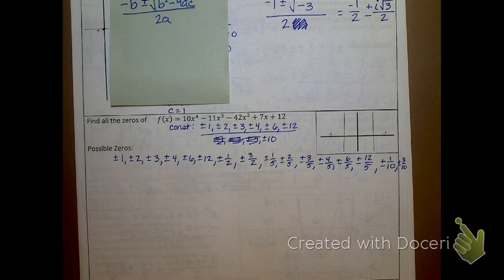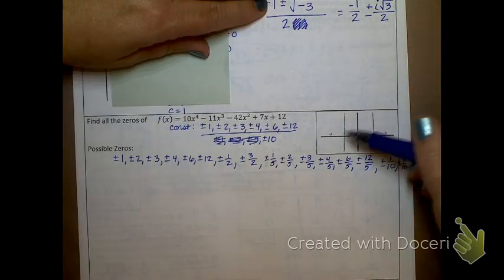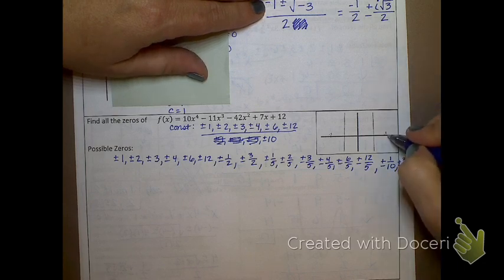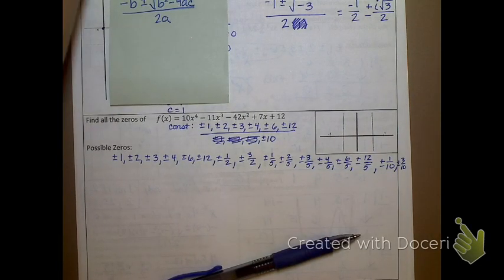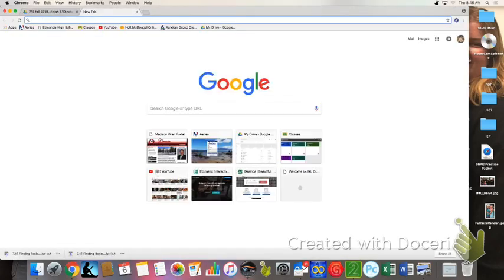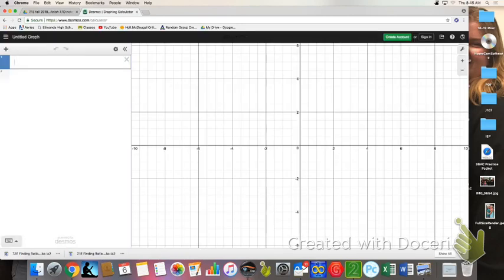Thank goodness for a graph, right? If we could only read it, it looks like -1 and +1. Do you see that? Does it look like -1 and +1? I'm going to go to Desmos. Hang on. Okay, so here's Desmos. Start graphing. Let's graph this guy.